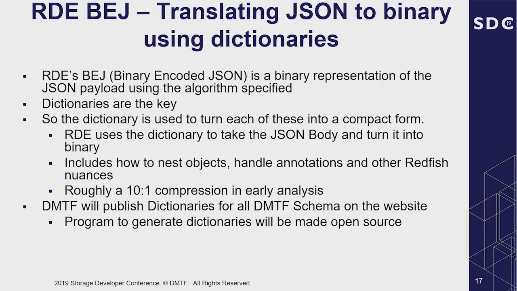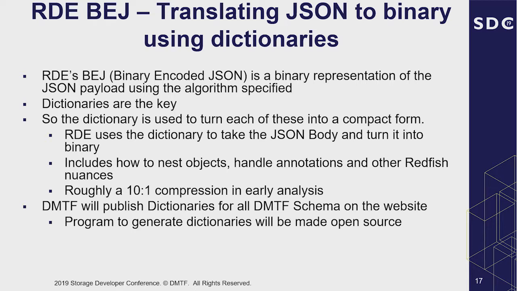Well, annotations are kind of this metadata that sneaks into the data every now and then. And so we needed a way to handle that. And a few other Redfish nuances. But we see about a 10-to-1 data compression coming across the wire. And some of these objects that aren't all that big to begin with end up really small.